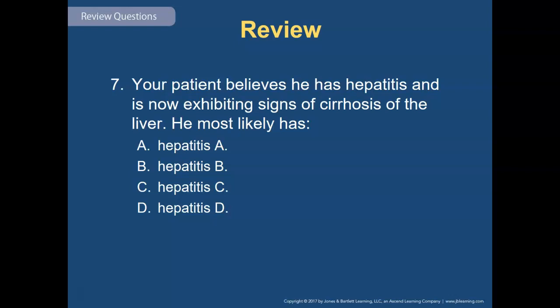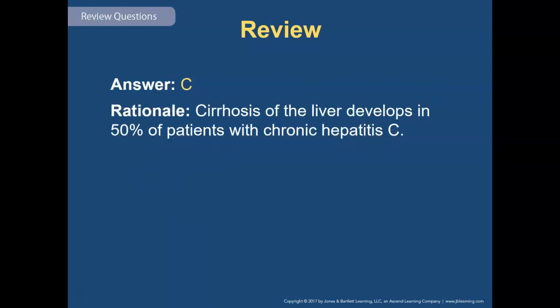So your patient now believes he has hepatitis, and he's now exhibiting signs of cirrhosis of the liver. He most likely has hepatitis A, B, C, or D. Hopefully you've done a little bit of reading about this and you know that when cirrhosis starts developing, it's hepatitis C. And the answer is C. So cirrhosis of the liver develops in 50% of patients with chronic hepatitis.